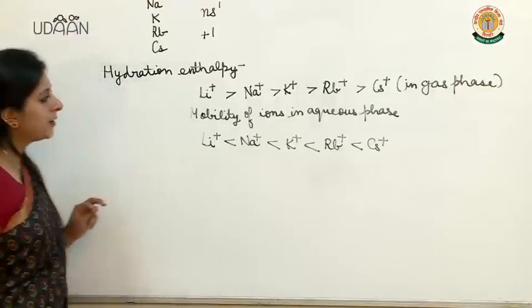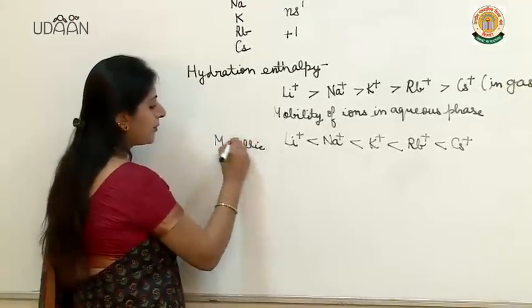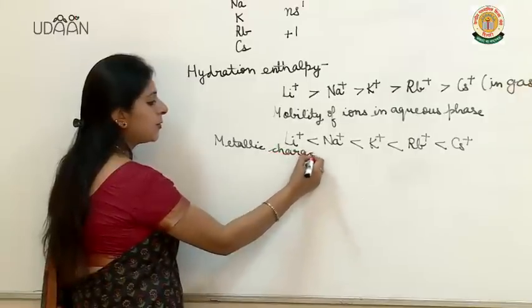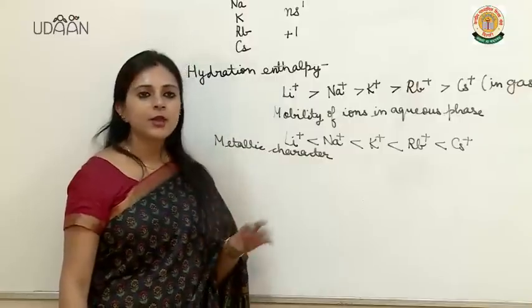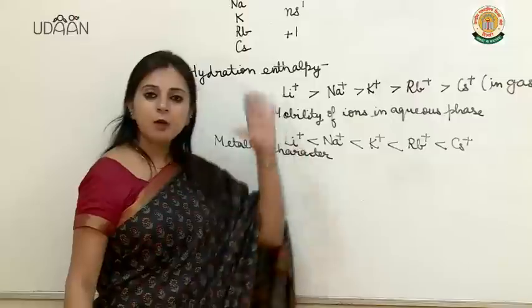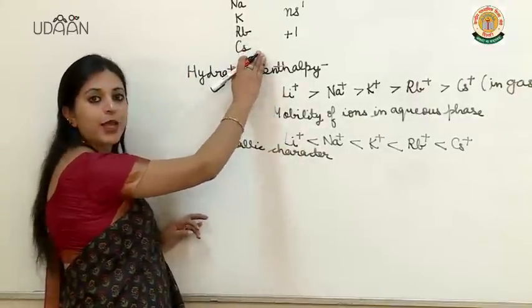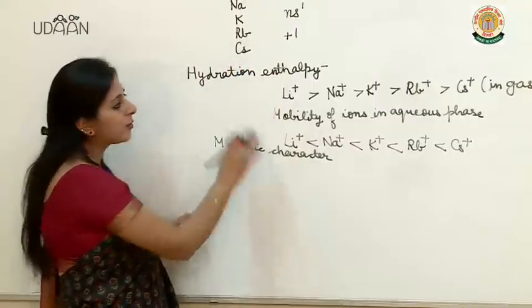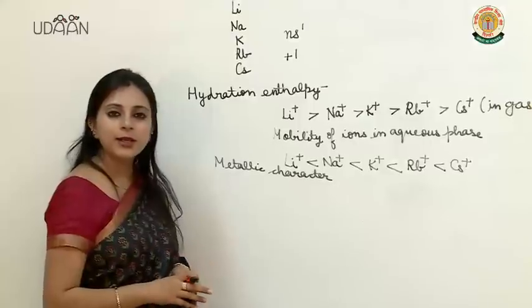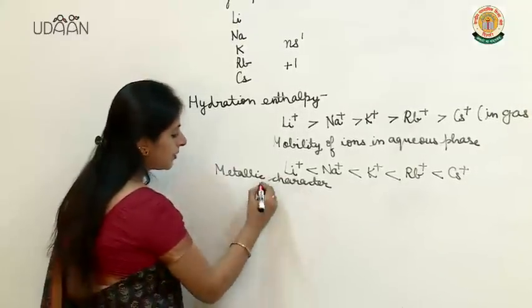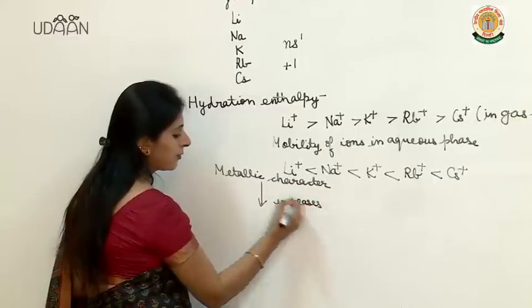Now my next factor is the metallic character. Now what is a metal? A substance which can lose electrons and form positive ions is known as a metal. Now what happens is that down the group ionization energy is decreasing. That means cesium can easily lose the electron. So what does this mean? That cesium will show the maximum metallic character. So metallic character increases down the group.